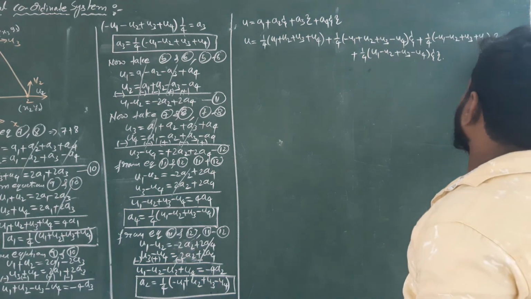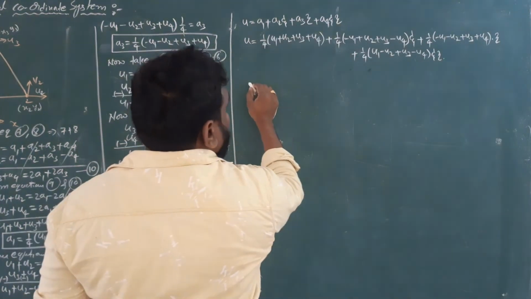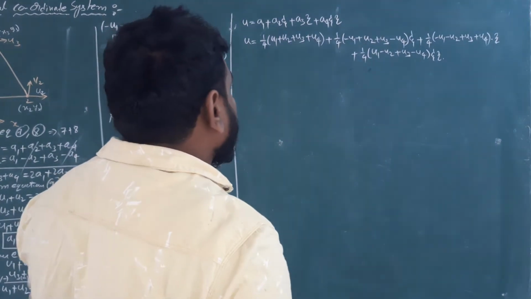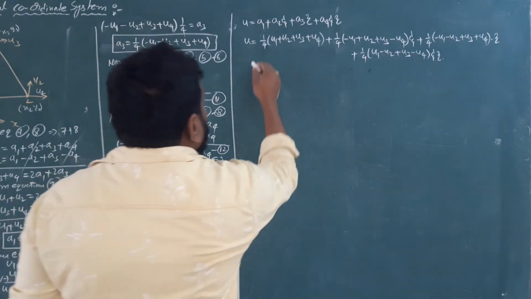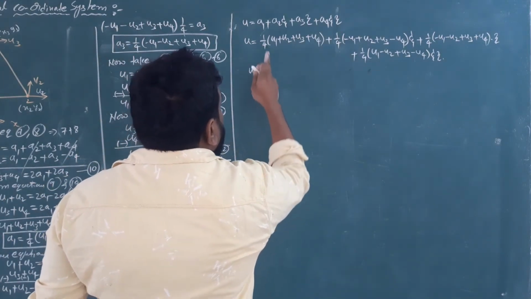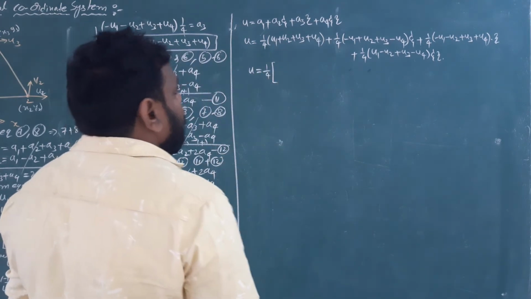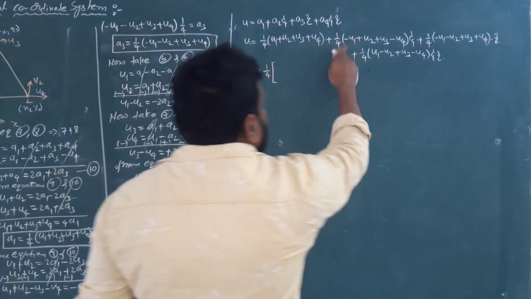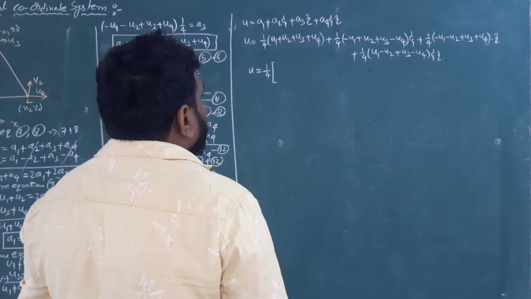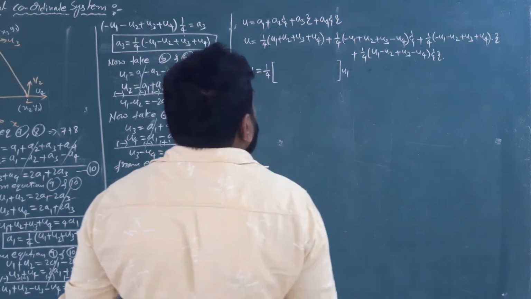So we got it like this. Now simplify this entire equation, and we will get the final solution. Now u is equal to, I am taking 1 by 4 commonly. Next 1 by 4 is there, 1 by 4 is also there, so 1 by 4 is common for all the elements. I am taking it outside.